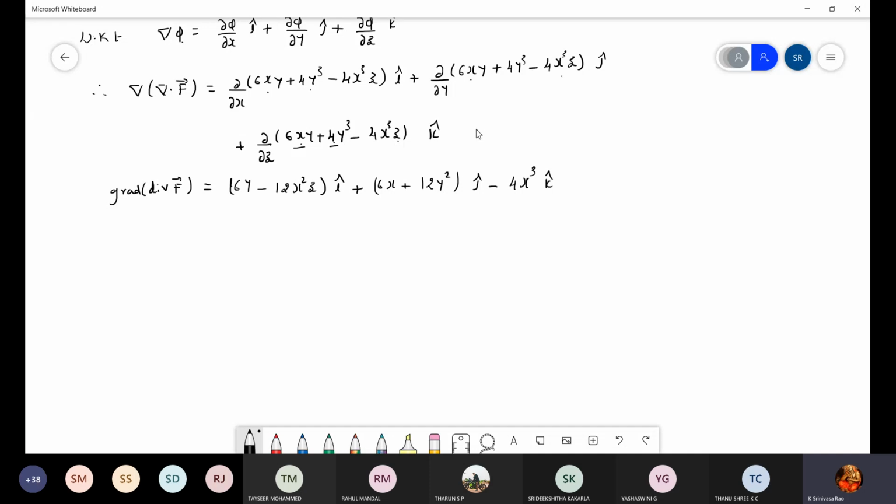I hope you understand how to solve these problems. So, combinations of divergence, gradient, and curl. In these three, they will merge and ask the questions. So you should understand when we have to apply divergence. Divergence is applied only to a vector. Gradient is applied only to a scalar. Curl is applied only to a vector again. Okay, so this is the way. Got it? Any doubt?